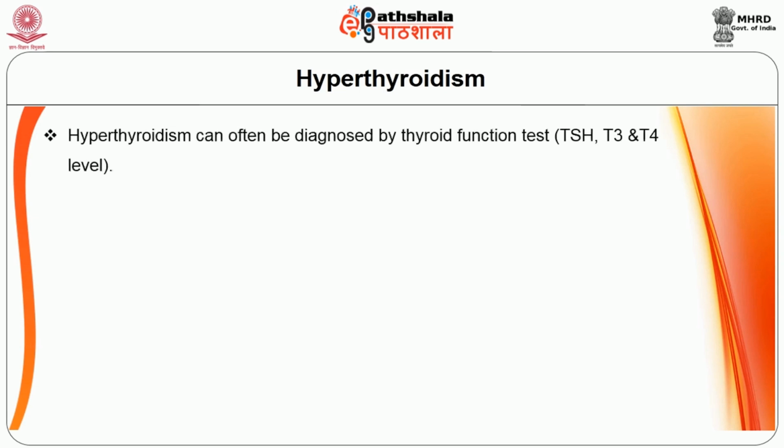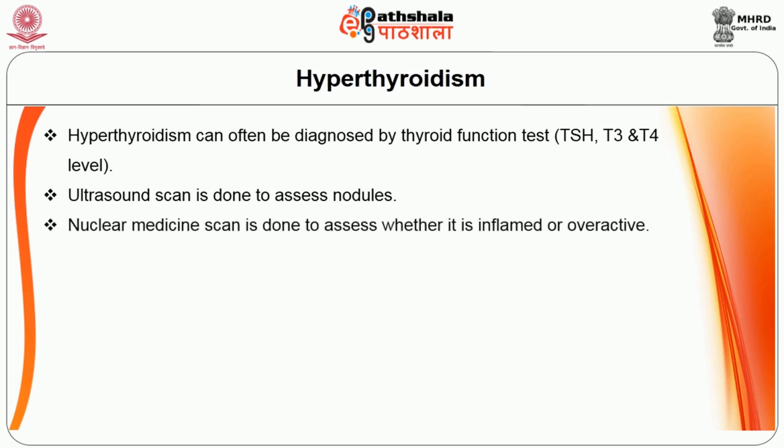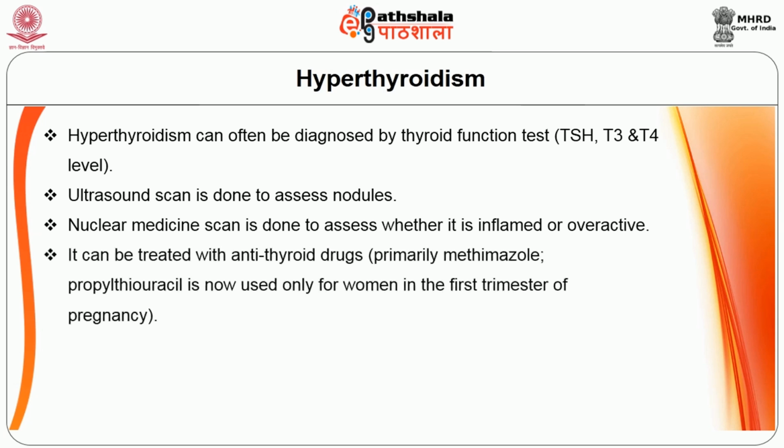Hyperthyroidism can often be diagnosed by thyroid function tests, that is TSH, T3 and T4 values. An ultrasound scan is done to assess thyroid nodules, and a nuclear medicine scan is done to assess whether the thyroid gland is inflamed or overactive.